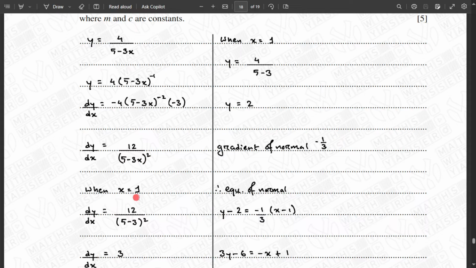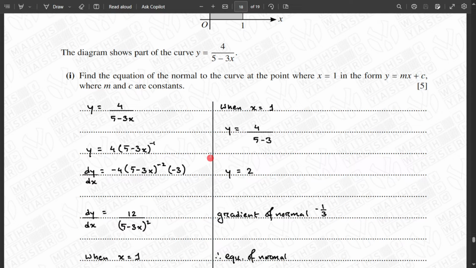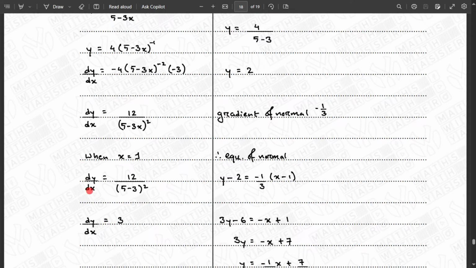So when x equals 1, because we need to find the equation of the normal to the curve at the point where x equals 1, dy by dx is the equation for the gradient. So when x equals 1, this will be 12 over (5 minus 3) whole squared, and that will give you that the gradient when x equals 1 is 3.